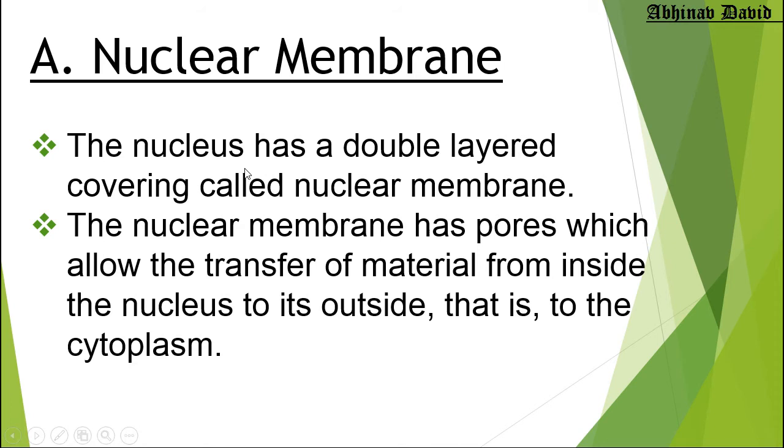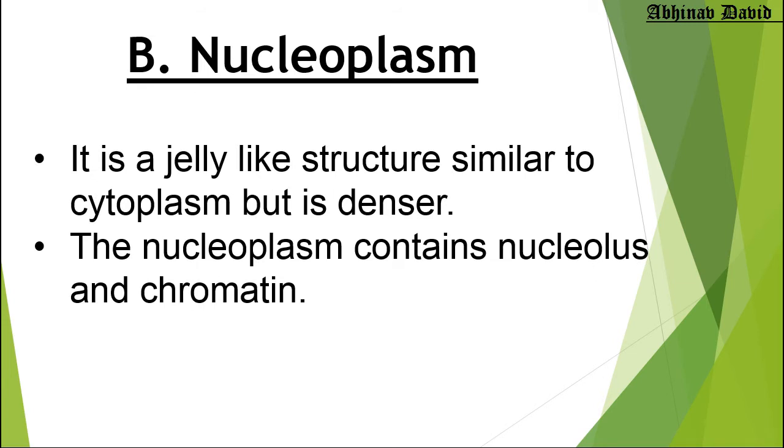As you can see, it is written here: the nucleus has a double layered covering called the nuclear membrane. Already I have explained it to you, and you may find in some of the books that both membranes together are called the nuclear envelope. The nuclear membrane has pores which allow the transfer of material from inside the nucleus to its outside and to the cytoplasm also. So there is a transport of substances between the nucleus and the cytoplasm with the help of the nuclear pores.